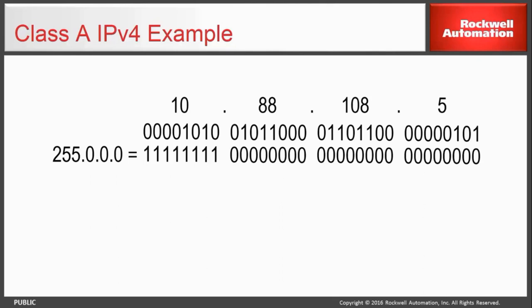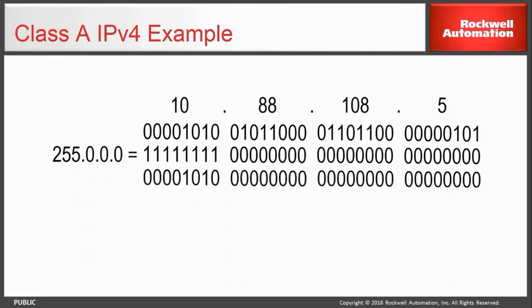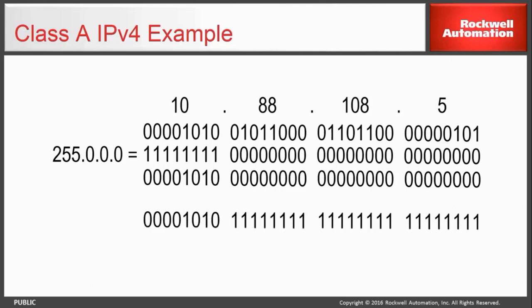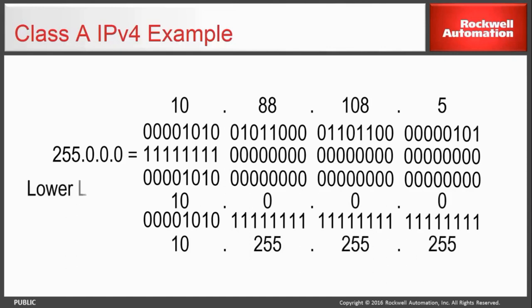For example, the subnet mask 255.0.0.0 converts to binary as seen here. Now we can bring down the part of the address that aligns with ones in the subnet mask and complete the rest of the address with zeros. Then we bring down the network address again and, this time, complete the rest with ones. Converting these to decimal, we now have the lower and upper limits of the range of valid IP addresses for this network.